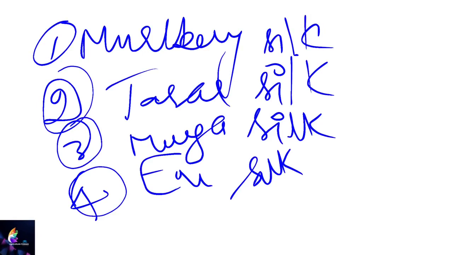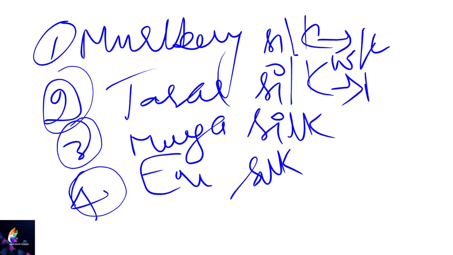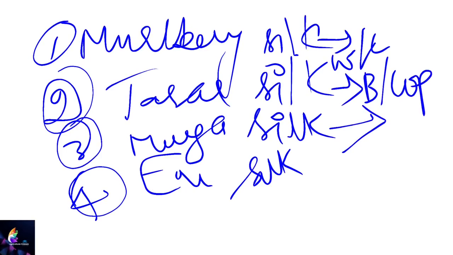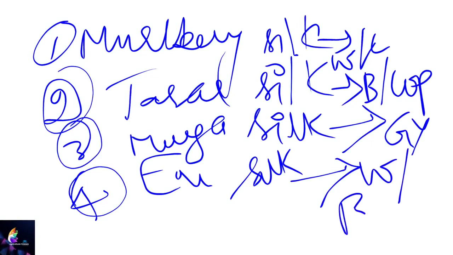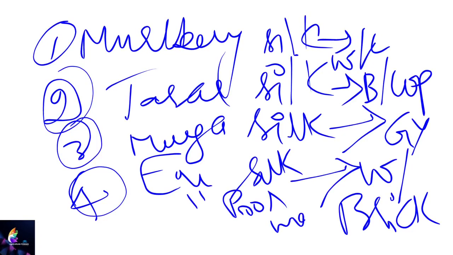Coming to the colors of the silk, mulberry is white or creamy in color. Tassar silk is brown or coppery in color, and muga silk is golden yellow. Then comes eri silk, which is white or brick red in color. And this eri silk is known as poor man silk. Make note of it, eri silk is poor man silk.